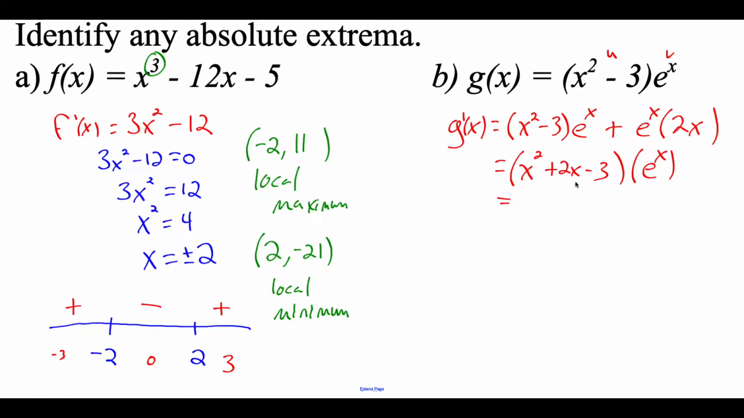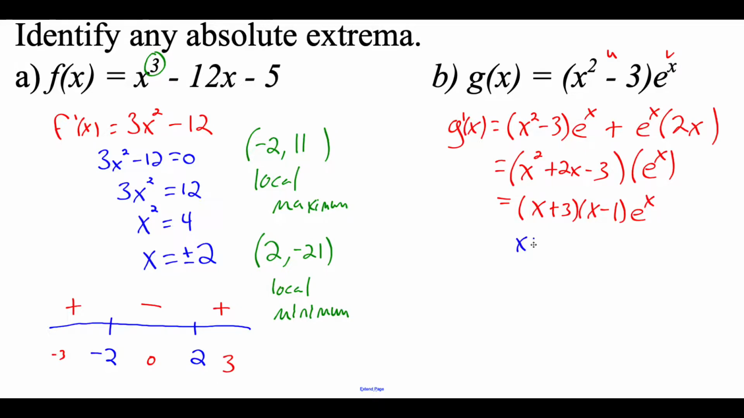But then we can even factor out this quadratic that's in here, and that's going to help us find the zeros. So if we were to factor that out, this is going to turn into x plus 3 and x minus 1, along with that e to the x on the end. Now, if we're trying to figure out where this derivative is equal to 0, we would take each of these individual factors and set them equal to 0.